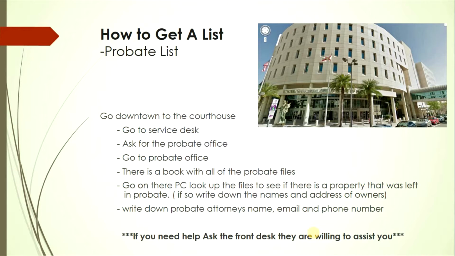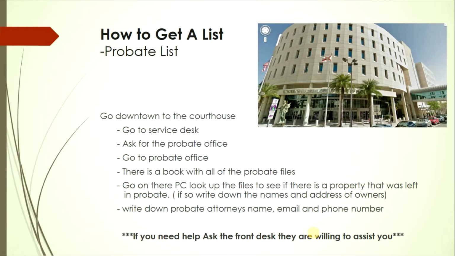Okay, and how to get a probate list. You want to go down to your local courthouse and go to the service desk. Ask them exactly where the probate office is. Go to the probate office. In my city, they have a book that you get the files from.